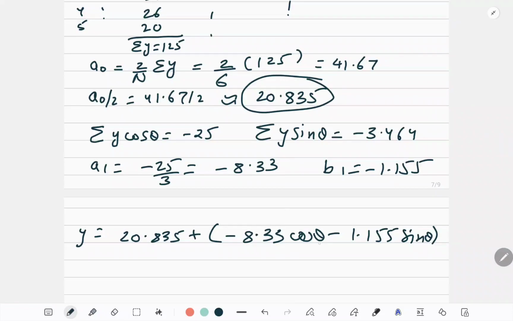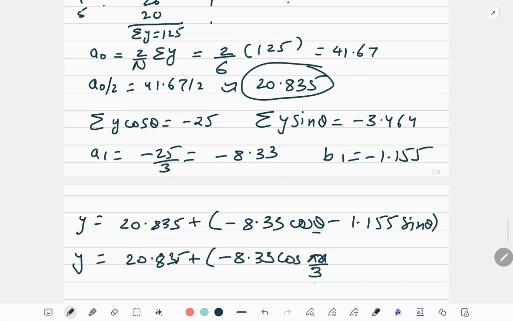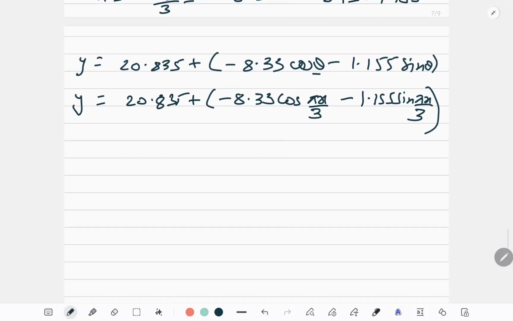Now if you want, you can rewrite this theta in terms of pi also. Okay, actually whenever they are asking in arbitrary period, you should write it like that. So basically your y should be 20.835 plus minus 8.33 cos pi x by 3. If you go to the first formula which I have given, there only you have to write L is equal to 3, that's it. Minus 1.155 sin pi x by 3. That is the only difference in arbitrary period and normal period. That's it. There is nothing complicated in that. So this is how you can do the questions.